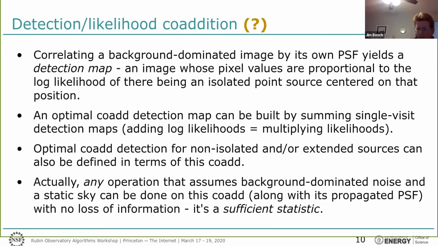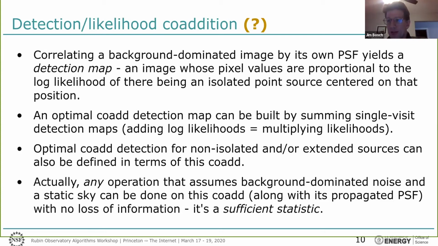If you want to do optimal detection for isolated point sources, the way to do that, in the limit where you have background dominated noise, is to correlate the image with its own PSF, and that yields what we call a detection map. The pixel values of those images are proportional to the log likelihood of there being an isolated point source centered at that pixel. If you want to do that for multiple epochs, the right way is to create those detection maps for every single epoch and then add them, because by adding those log likelihoods, you're multiplying likelihoods, and that's the right thing to do with likelihoods.